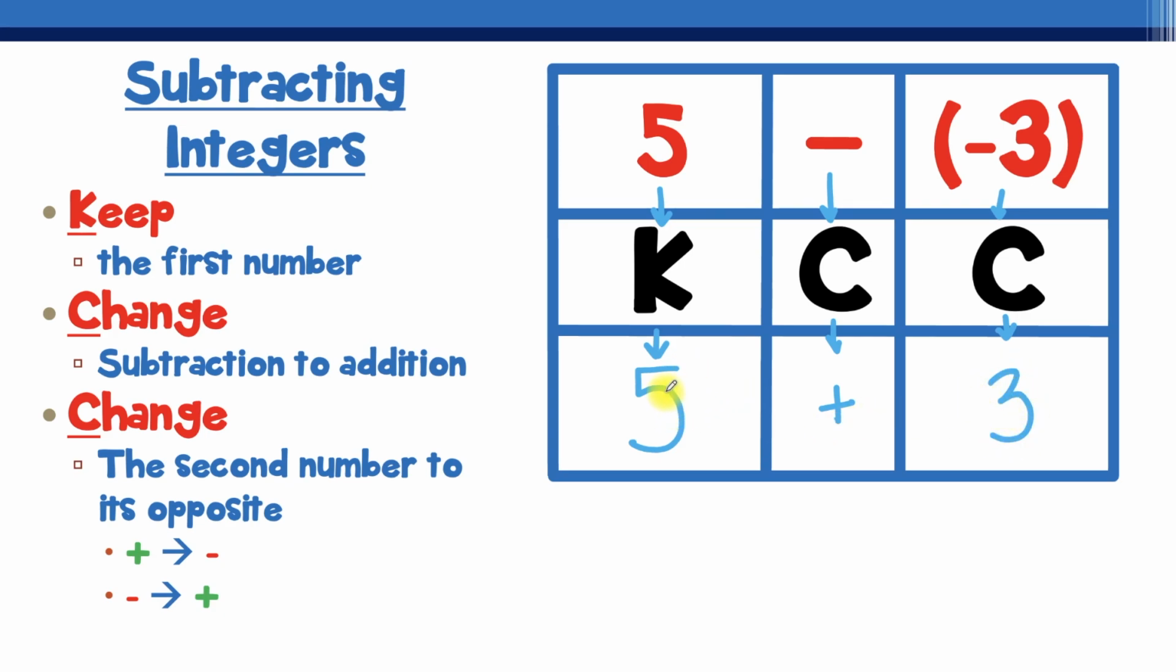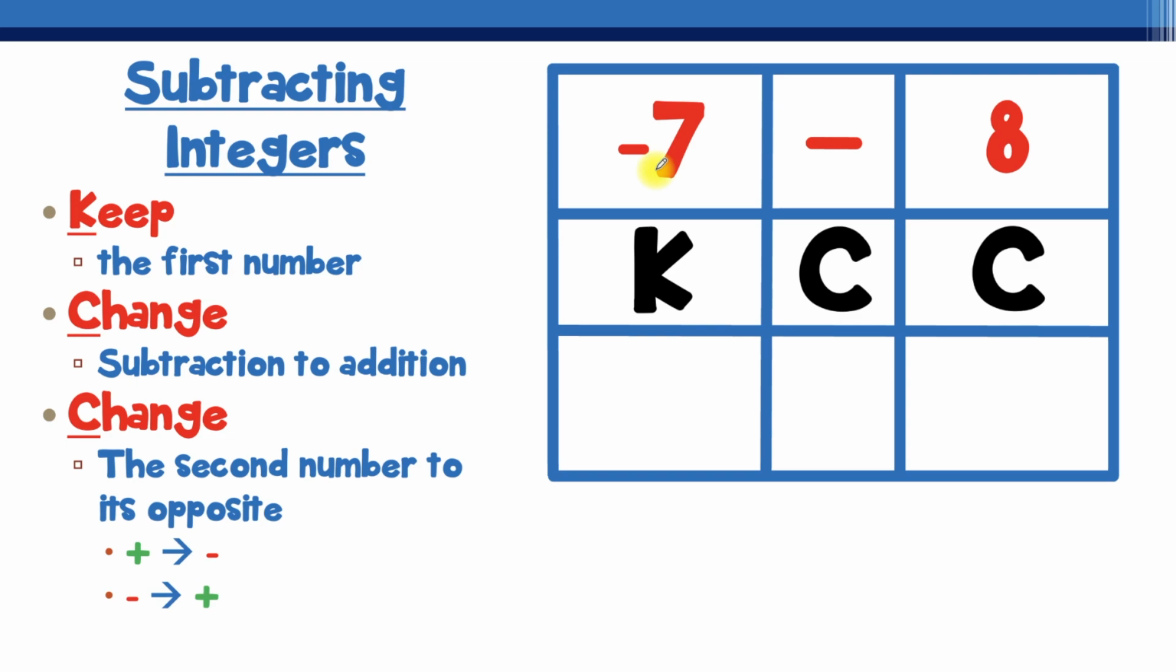So now we have positive 5 plus 3, which is much easier than trying to think of this problem. So 5 plus 3 is simply 8. So we could say 5 minus negative 3 equals positive 8. Let's try another example.